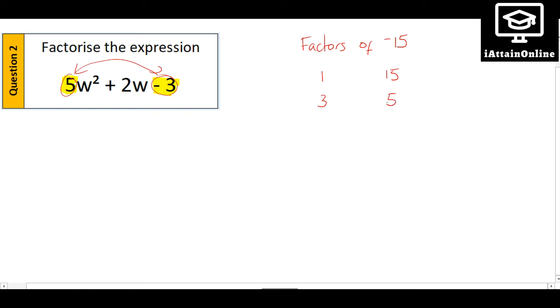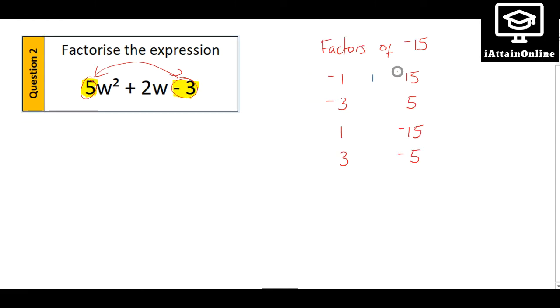Now, if I am multiplying two numbers together and I get an answer that is negative, that means less than 0, one of those two numbers needs to be negative. So I could either have negative 1 and 15, negative 3 and 5, or if I write out my factors again, the negative could be in front of the other number.